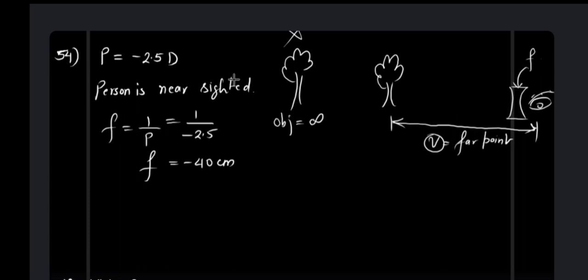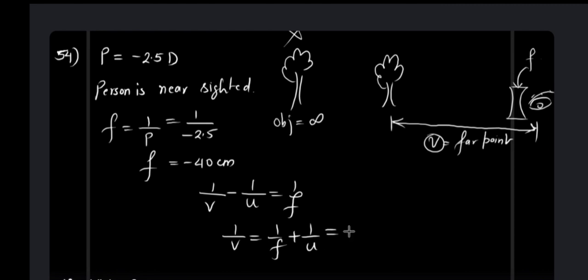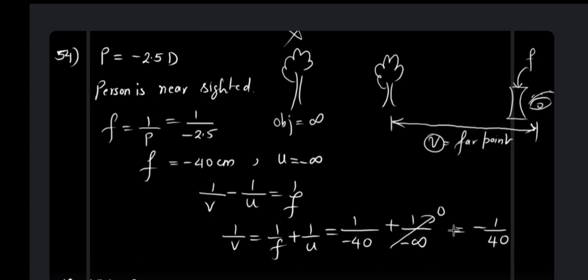Okay, object is lying actually at infinity, which he cannot see. So using this lens, the image has to be formed at his far point, the farthest point he can see. So that is nothing but the image distance. Okay, so we can use the thin lens formula over here. 1 upon V minus 1 upon U is equal to 1 upon F. So 1 upon V is equal to 1 upon F plus 1 upon U. So 1 upon F is 1 upon minus 40, plus 1 upon object distance, which is infinity, but it is going to be minus infinity. It doesn't matter, but to put it as minus infinity, this term is going to go to 0. So V is going to be minus 1 upon 40. So his far point is minus 40 centimeter.